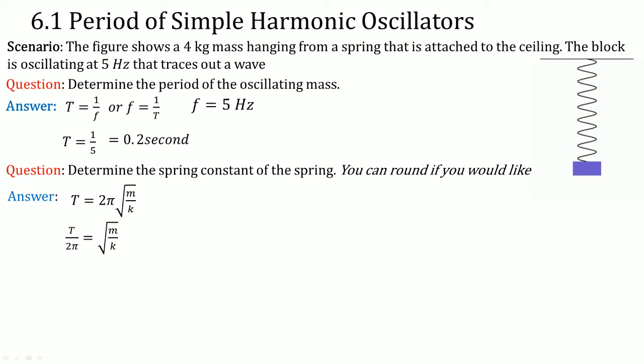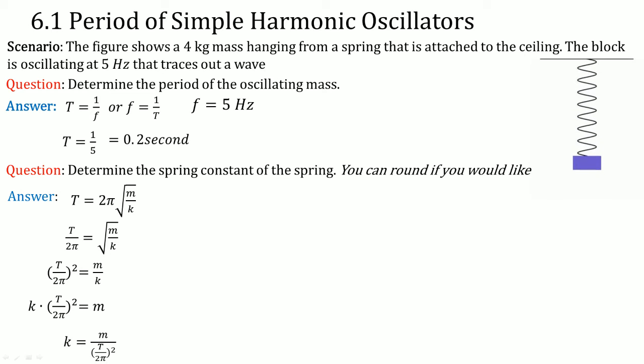We can now divide 2 pi over to the other side, square to get rid of the square root, multiply k to both sides, giving you k is equal to m divided by T over 2 pi, which is squared. This is how you solve for the spring constant for the spring.